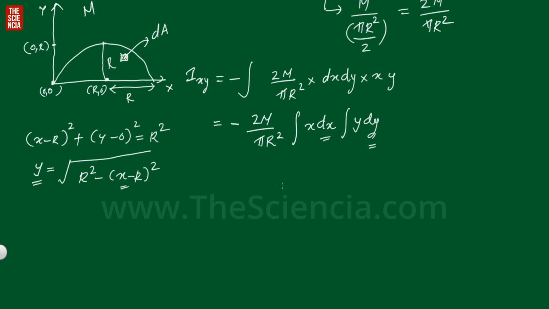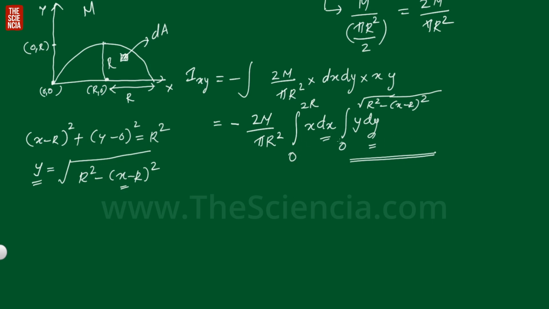Now I am substituting the limits. Here you can see x is varying from 0 to r to 2r. So it is varying from 0 to 2r. And y is varying from 0 to root of r square minus (x minus r) all square. It is a function of x. So first we have to integrate this function, so we get a function of x. Then we have to integrate that function with dx in the limit of 0 to 2r.